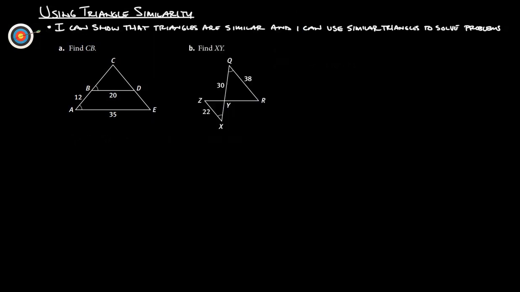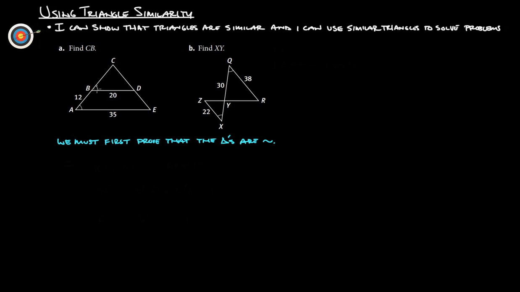Let's see this one here. Find CB, and this one find XY. Now, super important on this. We must first prove that the triangles are similar before we can go through and use our triangle similarity rules to figure out what's going on. So first, show that they're similar.